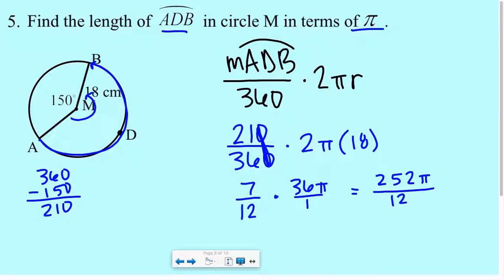Can I reduce 252 to 12? Yeah, for sure by 2. I can go by 12? Oh, then just write it down nicely. So then our area, or excuse me, our arc length would be 21 pi centimeters.